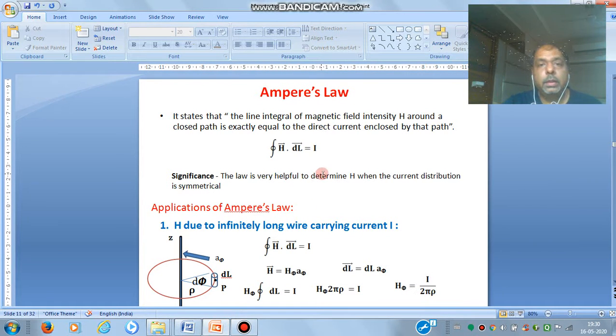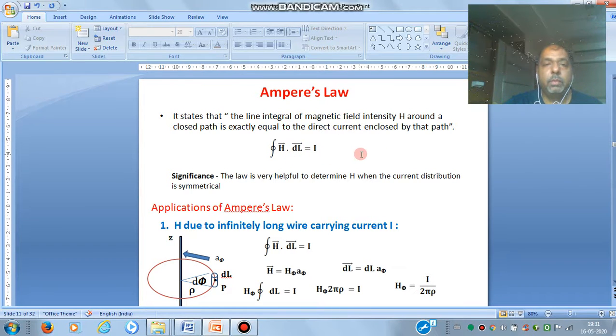In today's lecture we are going to see Ampere's law. Ampere's law is another law to calculate the magnetic field intensity H due to a certain current distribution, but the current distribution must be symmetric in nature, otherwise we will not be able to calculate magnetic field intensity due to that current. So this is the limitation of Ampere's law. For non-symmetric cases we will apply Biot-Savart law, but for symmetric cases we can calculate the magnetic field intensity very easily with the help of Ampere's law.